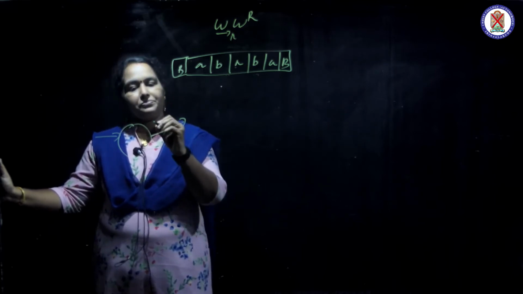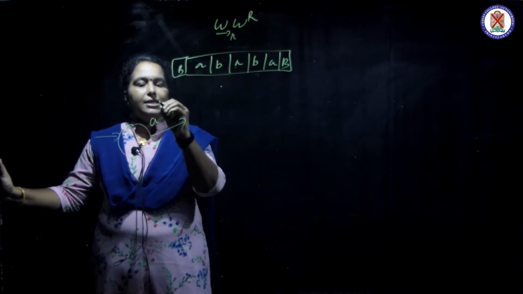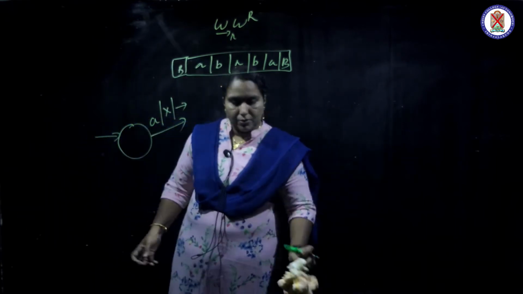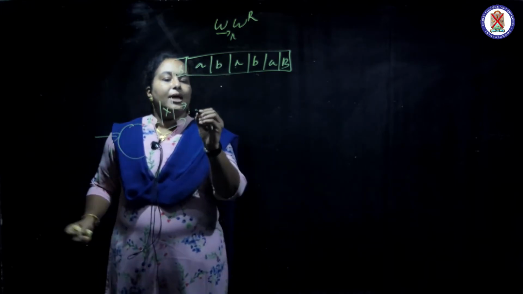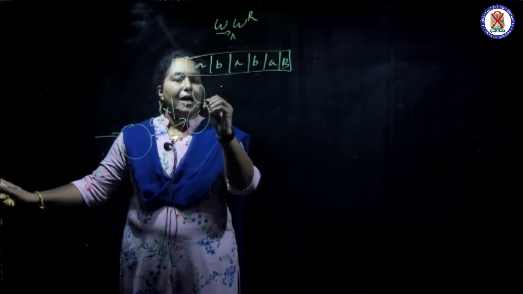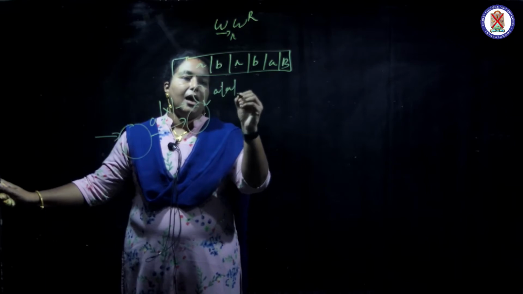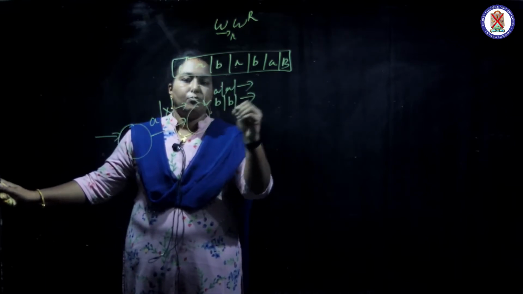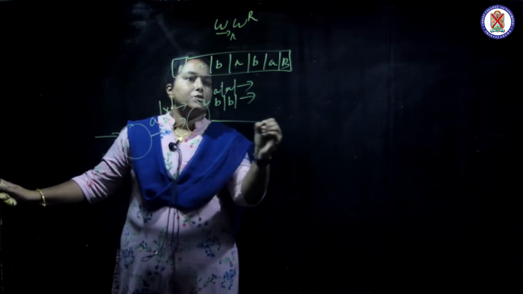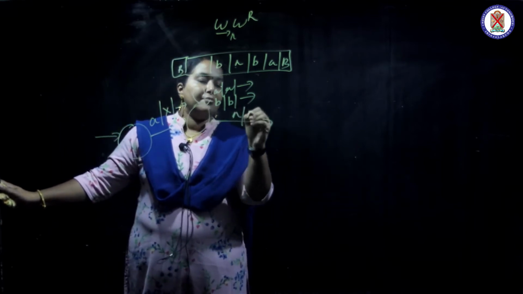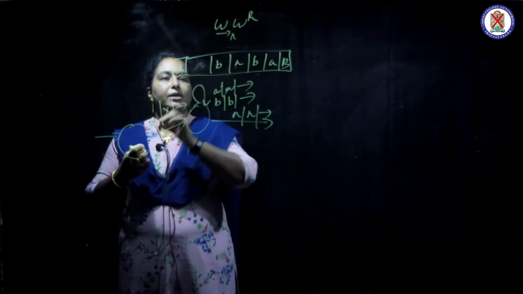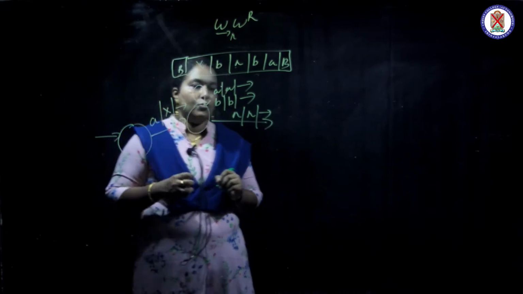Okay, so when I see A, I make it as X and I move what? Forward. Then whenever I see A, I make it as A and move forward. When I see B, I make it as B and move forward. Then when I see null, I make it as null and move forward. So here I have made it as X and I move forward.